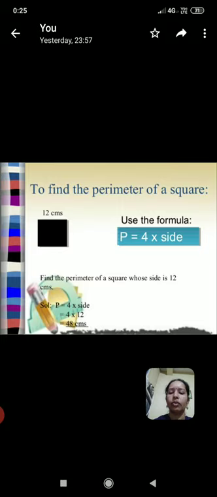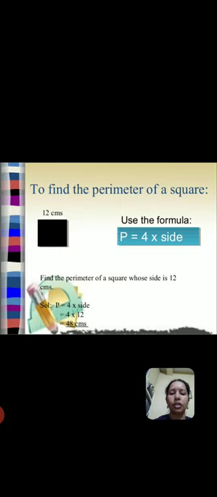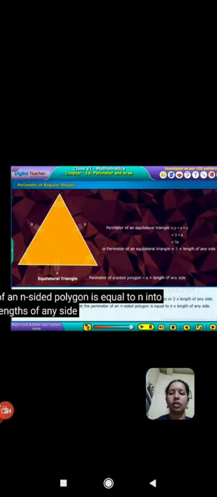Example, find the perimeter of a square. The side is 12 centimeters. Perimeter is equal to 4 into side. One side is equal to 12 centimeters. 4 into 12 centimeters, that is equal to 48 centimeters. One more shape.